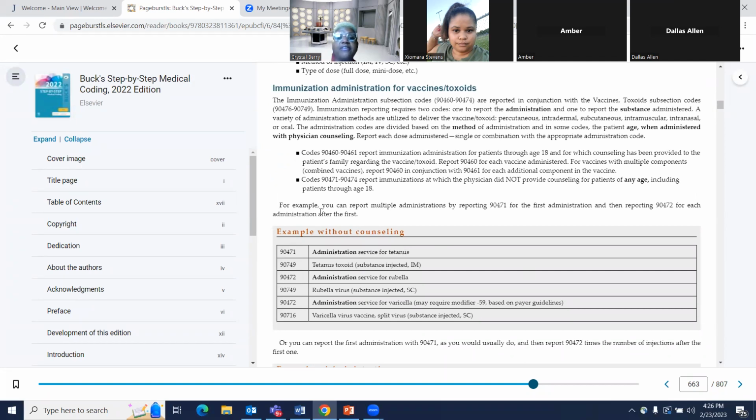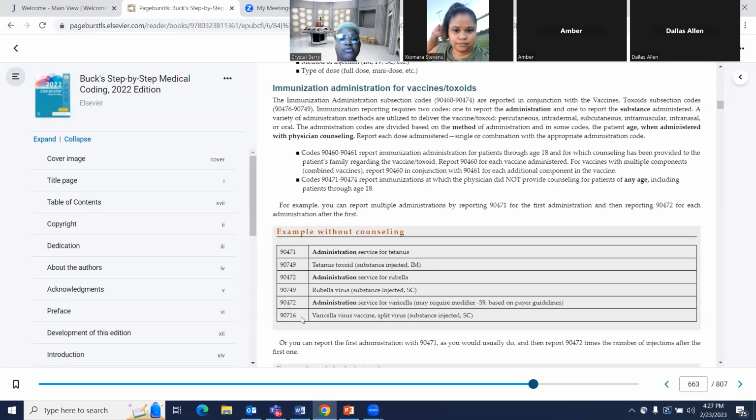And they give you examples. For example, you can report multiple administrations by reporting 90471 for the first administration and then reporting 90472 for each administration after the first. And here's an example without counseling. 90471, administration service for tetanus. 90749, tetanus toxoid substance injected. So you know you're going to use 1 at the top where it says administration, and then it's 2 codes for immunization report. Requires 2 codes, 1 to report the administration and 1 to report the substance administered.